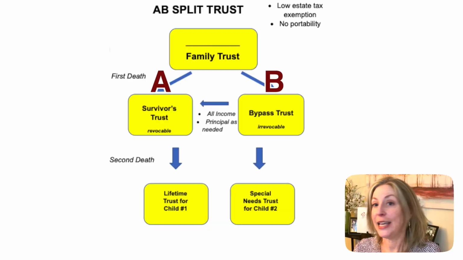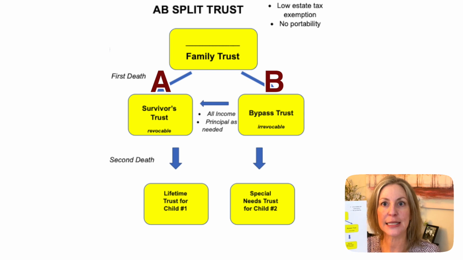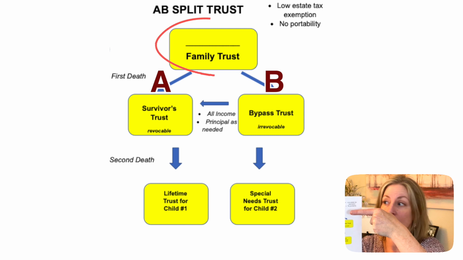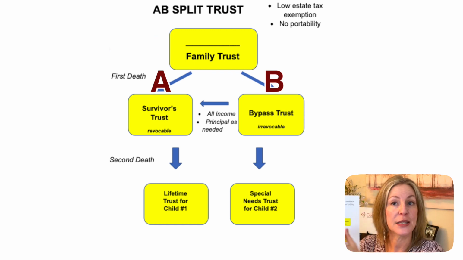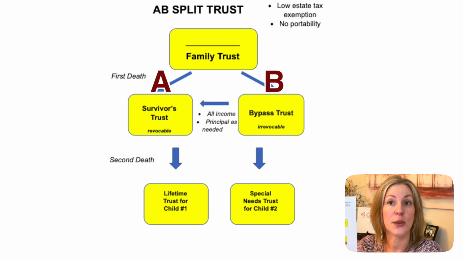So I have a handy dandy chart about this A-B split. This is typically what you see when you see a trust that was created before 2010, 2013, maybe even 2015, because the law was still pretty new then. So you have the married couple, and then at the first death, it would split into two subtrusts, the A trust and the B trust.